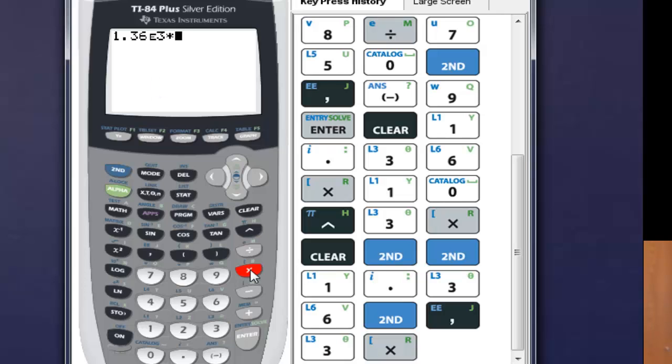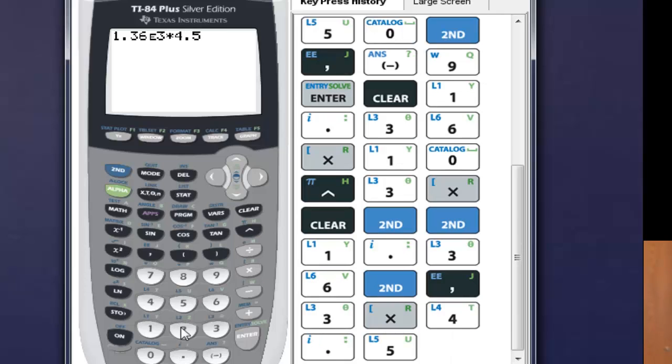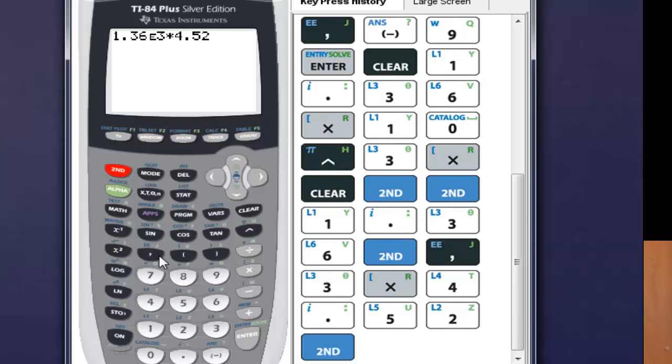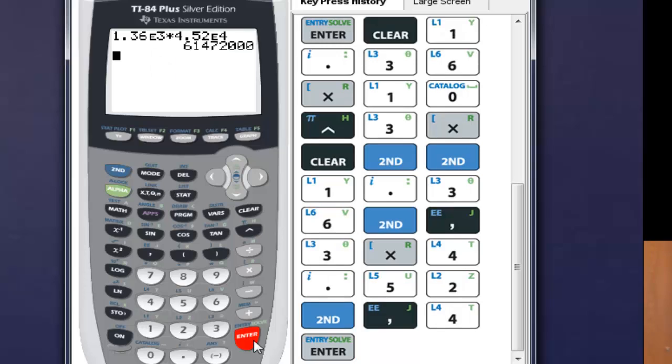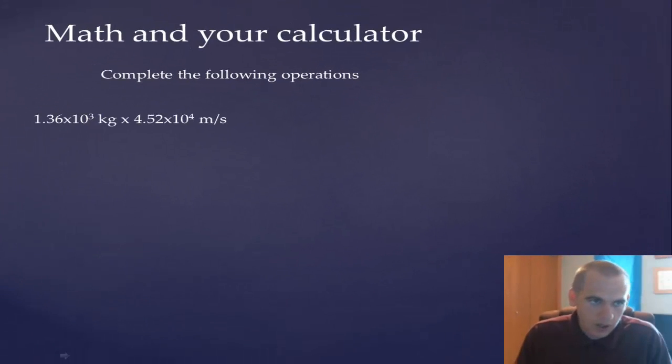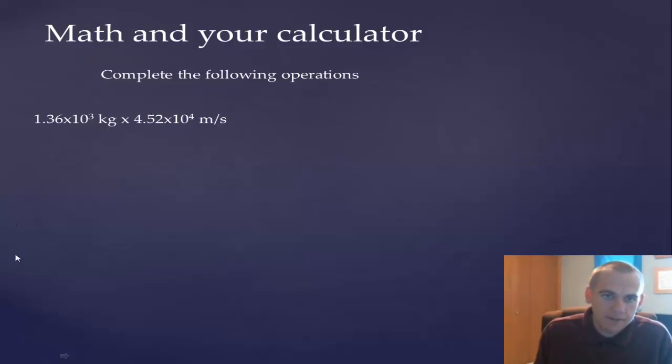Now I'm supposed to multiply that by 4.52 times 10 to the fourth. So again, E, 4. You'll notice I'm not using any parentheses. My calculator gets the way this works. I push enter, and it tells me the value, 61472000. So I can go ahead and write that down here. I have, let's see, 61472000.